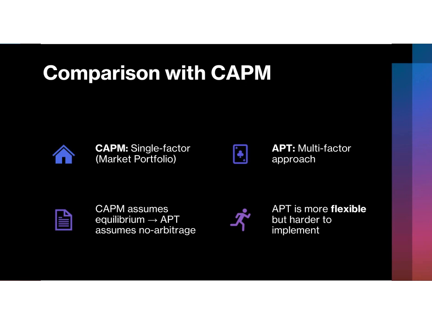The capital asset pricing model, or CAPM, uses a single-factor approach focused on the market portfolio to explain asset returns, relying on the assumption that markets are in equilibrium. On the other hand, the arbitrage pricing theory, or APT, uses a multi-factor approach that considers several economic factors influencing returns, making it more flexible but also more complex to apply. While CAPM's equilibrium assumption underpins its simplicity, APT assumes no arbitrage opportunities, which broadens its applicability but requires more effort to implement effectively. This comparison highlights the trade-off between the straightforwardness of CAPM and the adaptability of APT in financial modeling.